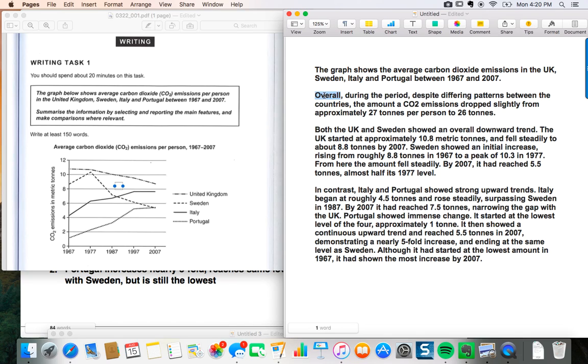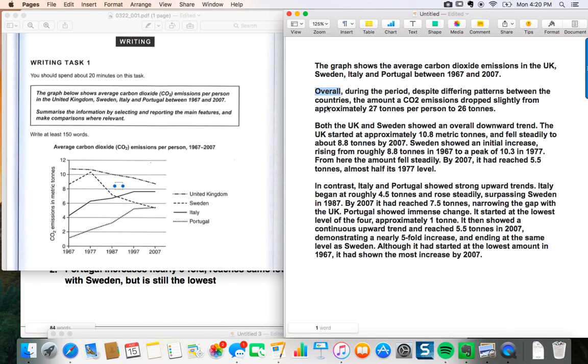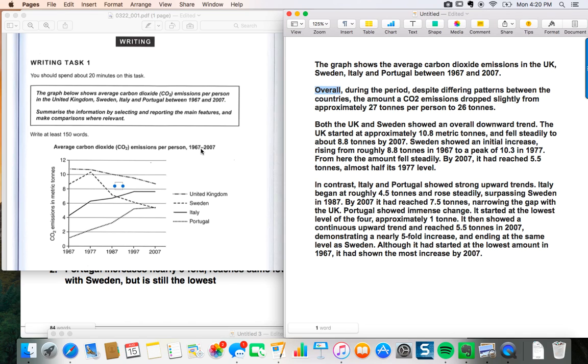Now I've started here with our overall. So this is the summary, the main trend, the meta trend, what's happened in all of here. Overall, during the period, now I've said here, despite differing patterns between the countries, so even though there were differences, the most important point, the amount of CO2 emissions dropped from approximately 27 tons to 26 tons.